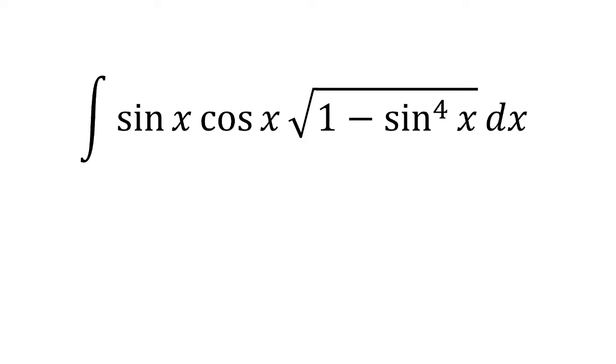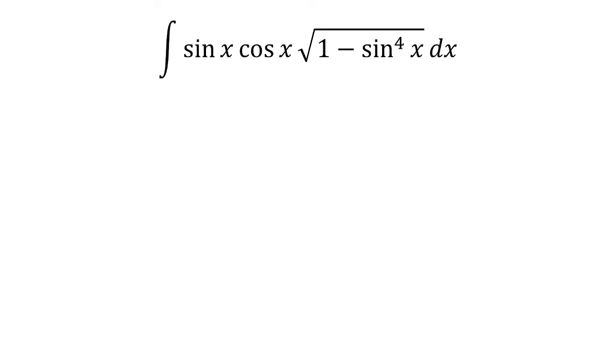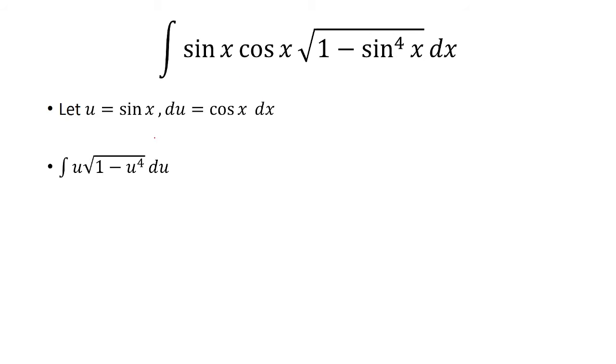In this video, we'll be integrating sine of x times cosine of x times the square root of 1 minus sine to the fourth x dx. First, I'm going to let u equal sine of x, and so du is cosine of x dx. So that leaves me with u times the square root of 1 minus u to the fourth du.